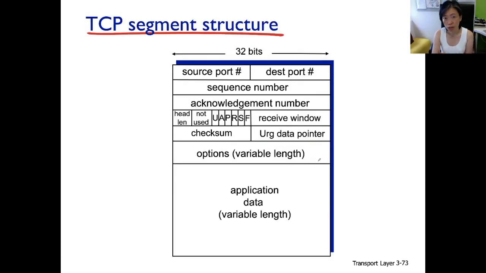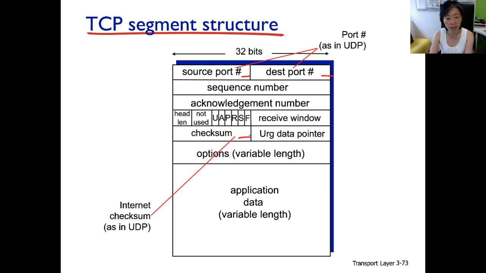TCP segment structure, aka the packet format. It does look a bit complicated, definitely more complicated than the UDP packet. If you recall, in UDP we do have these fields: source port number, destination port number, as well as the checksum. So all these are what are called the header fields. So in the TCP packet, the header part is substantially larger, while the data part is still variable length, could be large, could be small.